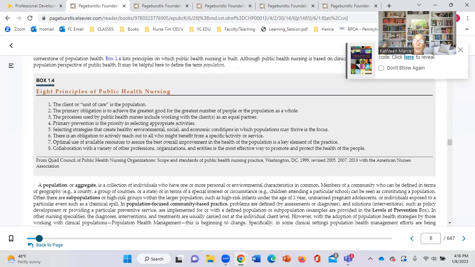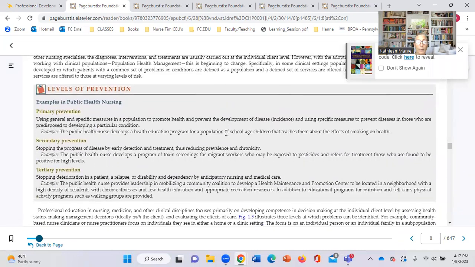All right. We're trying to achieve the greatest good for the greatest number of people. And you have to be able to identify the differences between hospital care and community care, which is public health nursing. Okay, so I want you to have a look at the 8 principles of public health nursing.